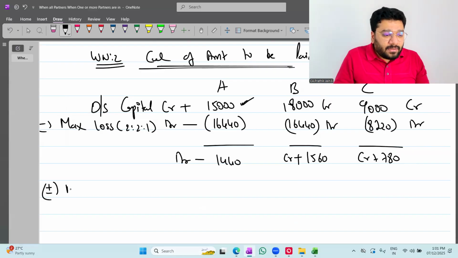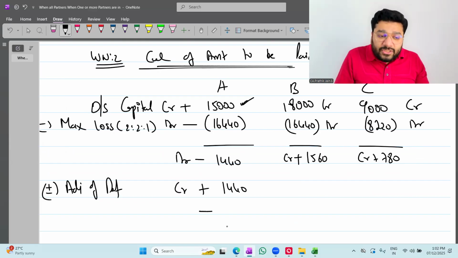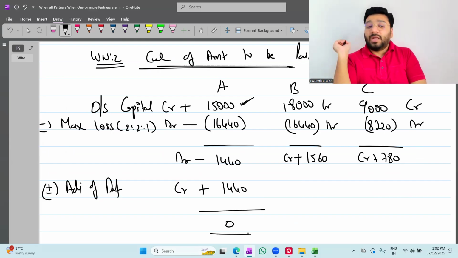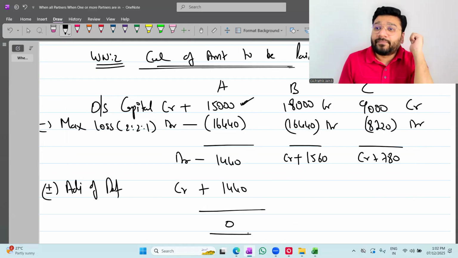So now plus or minus adjustment of deficiency. If this is minus 1440, to cancel it, plus 1440, credit. On the credit side of the ledger, I'll record 1440. The balance of A's capital ledger will become 0. Now this deficiency, who will bear? Solvent partners. In what ratio? In capital ratio.